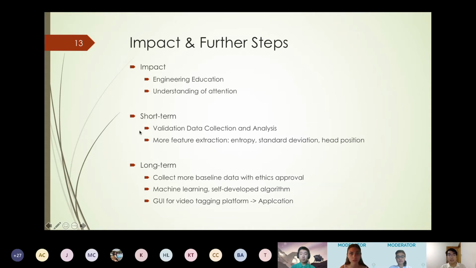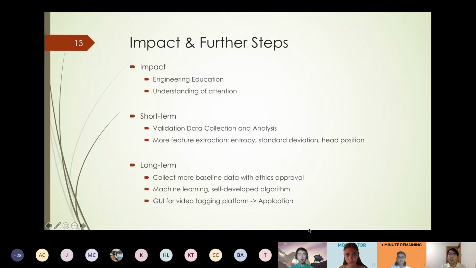And I'll address the limitations of my research as well. So this research is really preliminary so far. We only have a really limited number of participants with a really small data set. And in the short term, I'm going to conduct the validation data collection and analysis, as well as extract more features such as the approximate entropy, standard deviation, as well as the head position based on previous literature.